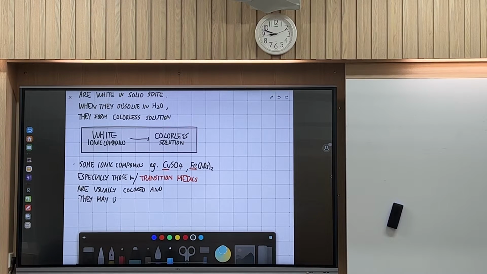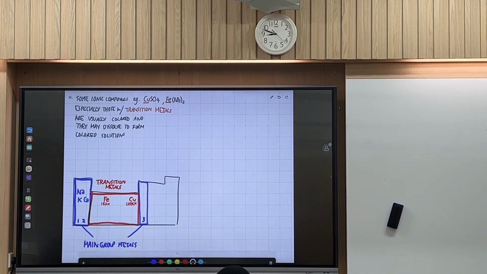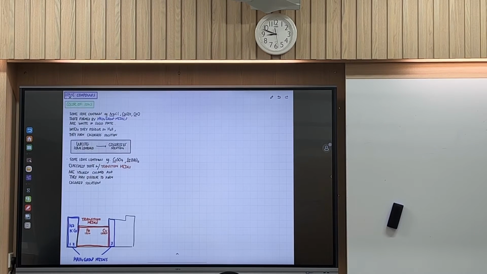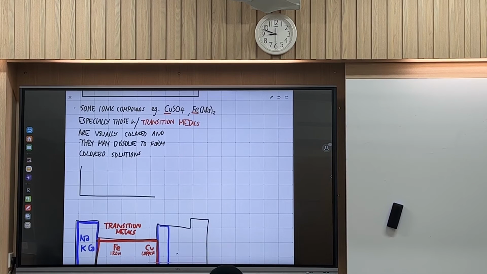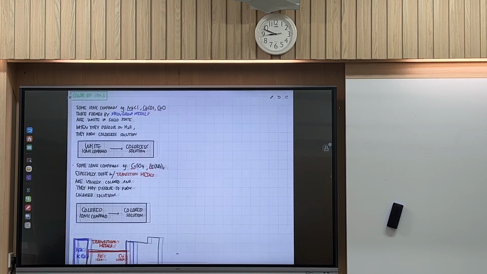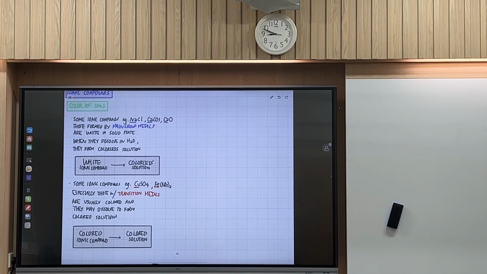So they may dissolve to form colored solutions. But sadly, the color of these ions, you will have to memorize it. There is an explanation for the colors, but it's way beyond the DSE level. So just put down a box here and write down: colored compounds will give colored solution. So now let's take a look at the ions formed by transition metals.